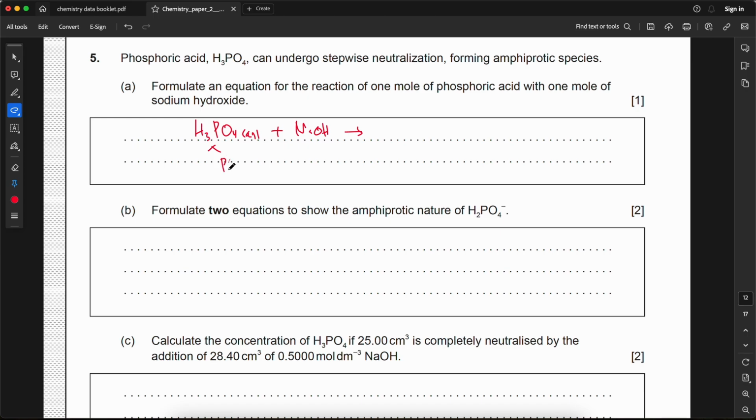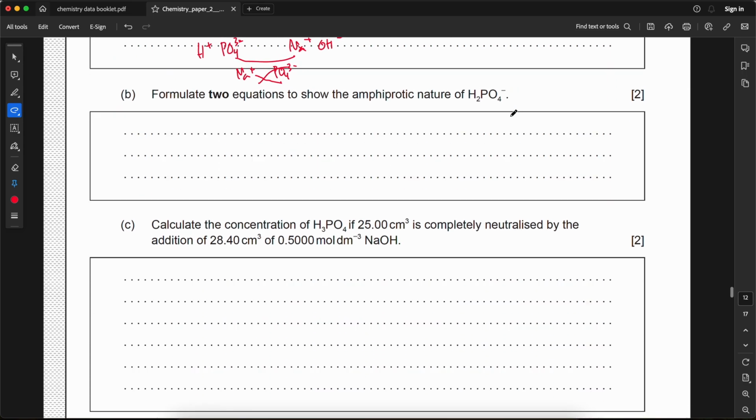H3PO4, this is H+ and phosphate ion. So this one will be Na+ and OH minus. This will combine Na+ and PO4 3 minus, crisscross. That would be Na3PO4 plus H+ and OH minus, always H2O. Alright, so this one aqueous, this one aqueous, this one aqueous, and this one liquid.